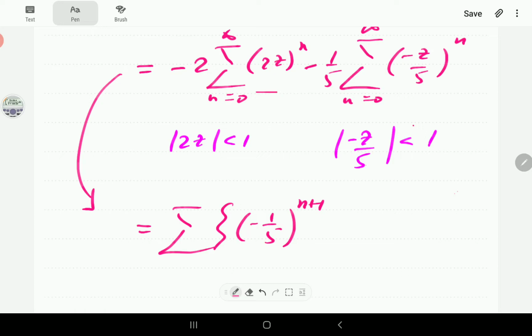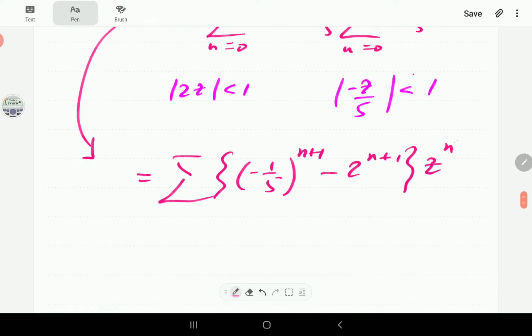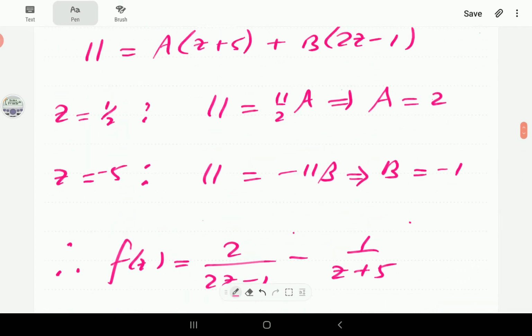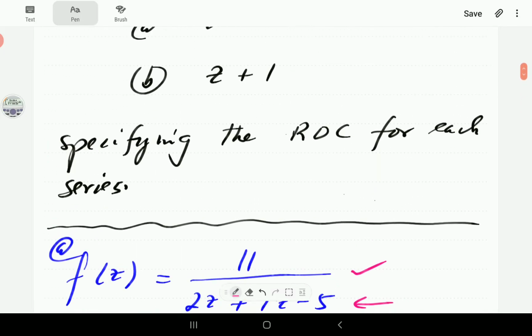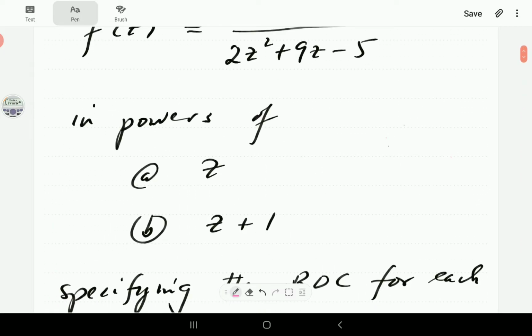Then here we're going to have 2 to the power n times 2. So that's going to be 2 to the power n plus 1. And then everything is multiplied by z to the power n. So that is going to be our Taylor series. So this is centered at the origin. I already mentioned that the question says in powers of z.